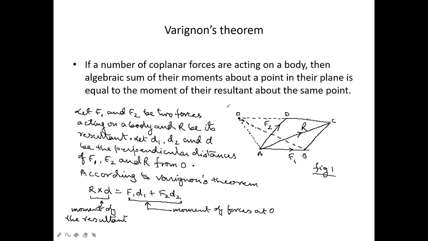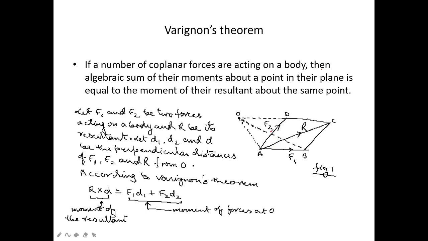Now next is Varignon's theorem. What is Varignon's theorem? If a number of coplanar forces are acting on a body, coplanar meaning the forces which are acting in the same plane, then the algebraic sum of their moments about a point in their plane is equal to the moment of their resultant about the same point. So what Varignon's theorem says is that the moment of the forces about a point is equal to the moment of the resultant about the same point.